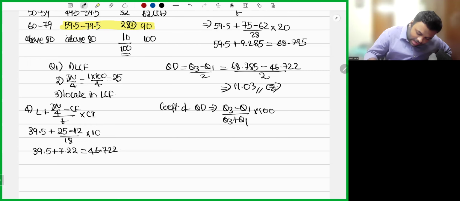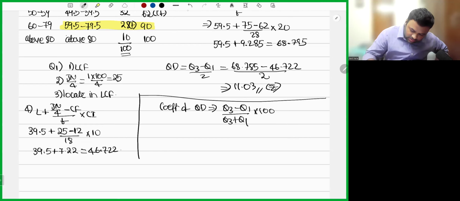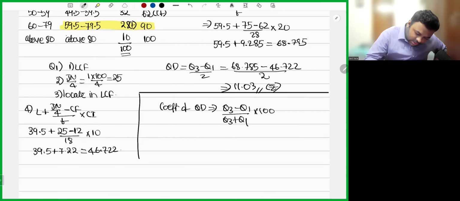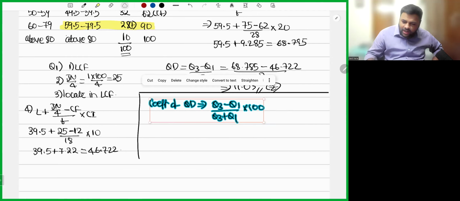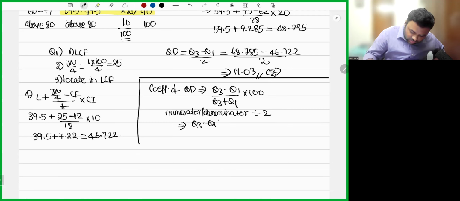Okay, for this question, I am not calculating coefficient of quartile deviation. If you want, you can calculate. That's your choice. Formula is the same as for ranges. Now, Q3 minus Q1 by Q3 plus Q1 into 100. What I am doing, numerator and denominator, I am dividing by 2. So Q3 minus Q1 by 2, Q3 plus Q1 by 2.